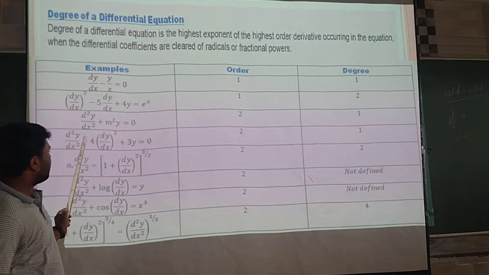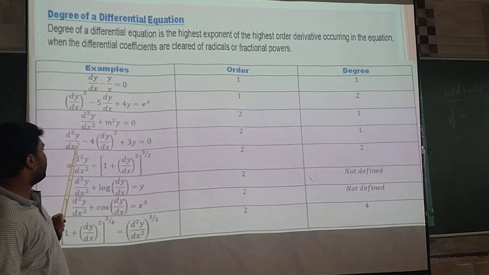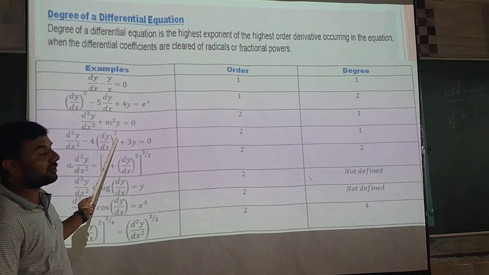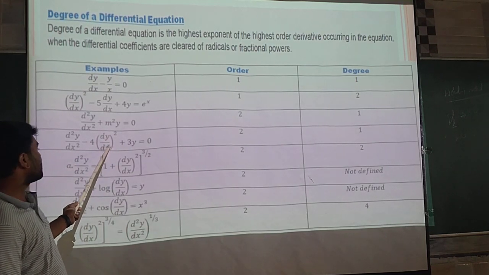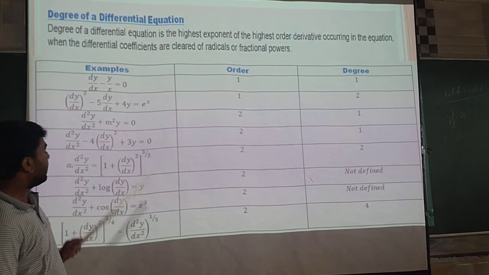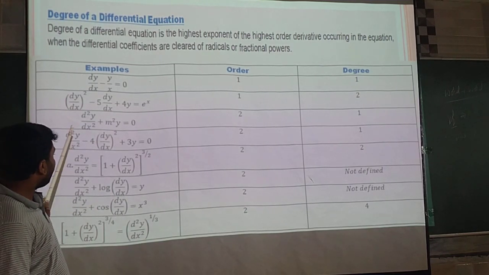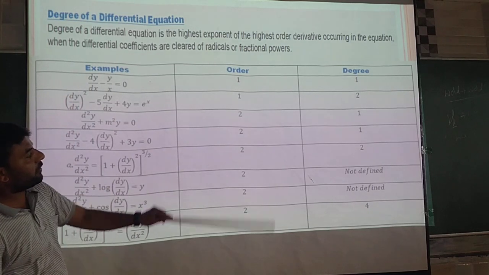Here d square y by dx square is the highest order, but (dy by dx) whole square is not second order, it is first order. Here d square y by dx square is second order, so the order of the differential equation is 2, and the power of the order is the degree, which is equal to 1.